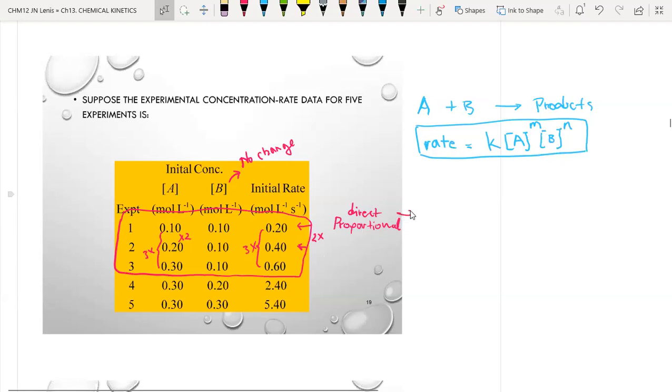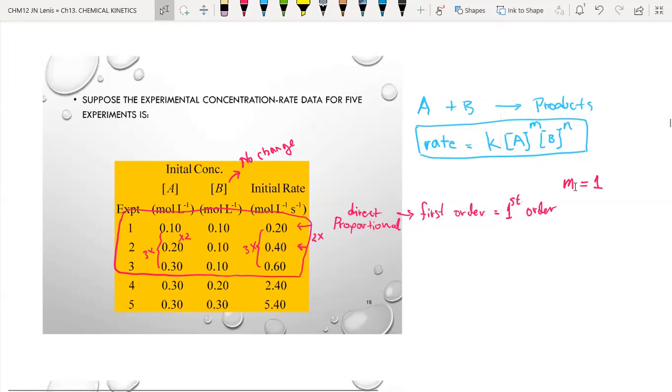From there, we call this first order. And you say the reaction is first order. First order. You say the reaction is first order with respect to A. So that's our first part. And you say M, we just found, is 1. It's first order.